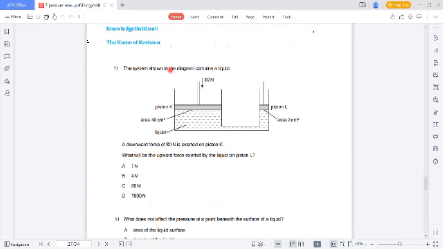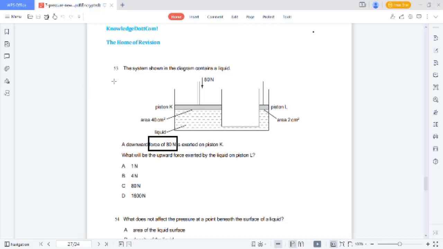The system is shown in the diagram. A downward force of 40 Newton is acting, and 80 Newton is exerted on piston K. Here is piston K. What will be the upward force exerted by the liquid on piston A?